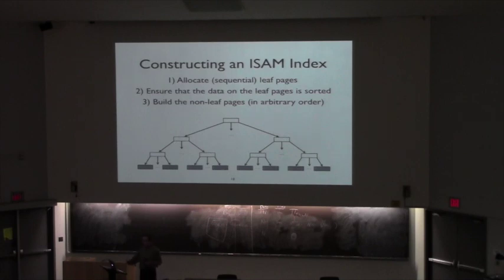Now the process repeats. For the non-leaf pages that you just created, you're going to group them into groups of n, where each of the second tier non-leaf pages is going to contain the last data value of the page that it's pointing to, and then a pointer to that page.